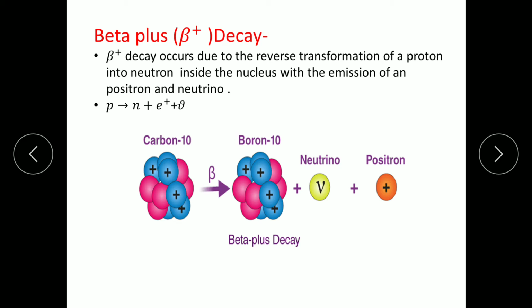Now see, carbon 10 is also an isotope of carbon. Means here C, Z equal to 6 and mass number is 10. From this, proton number is greater than neutron number. Okay, proton number is 6 whereas neutron number is just 4. Means there is a conversion of proton to neutron. When proton is converted to neutron, then what? Then the atomic number Z changes to 5 and mass number is constant at 10, means it's converted to boron 10.